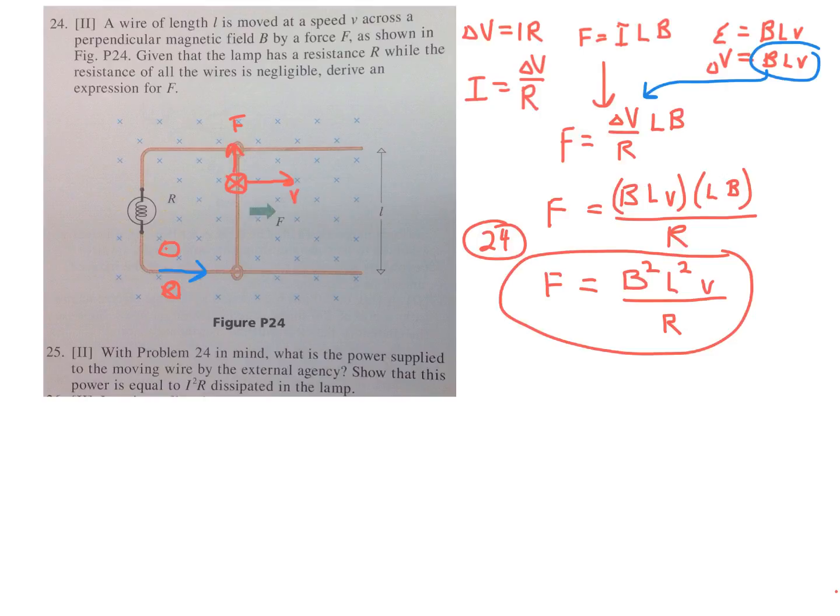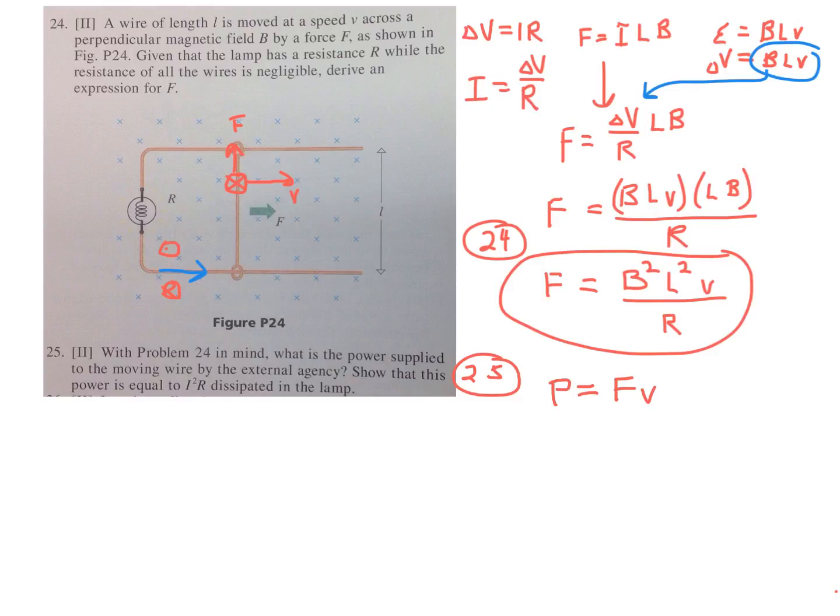Now 25, it says with 24 in mind, show that this power is equal to I squared R dissipated in the lamp. Okay, and there's a couple of different approaches. I think one of the more direct approaches is to recall that average power, if you have a constant force times a constant velocity, power is force times velocity. That's one of our power equations, if you have a constant force and constant velocity.